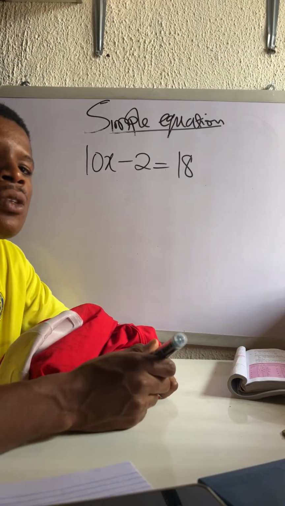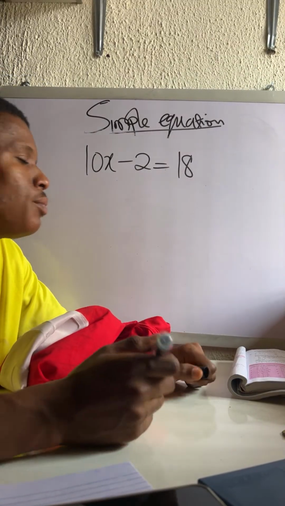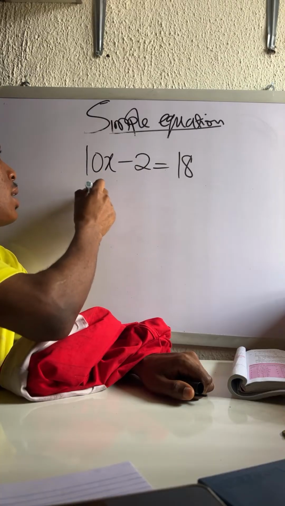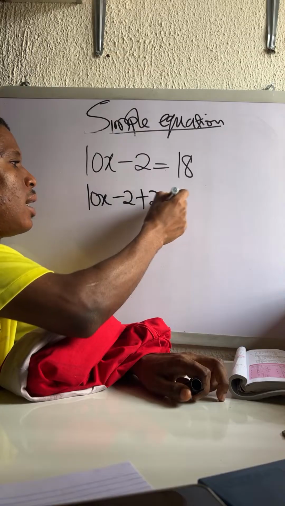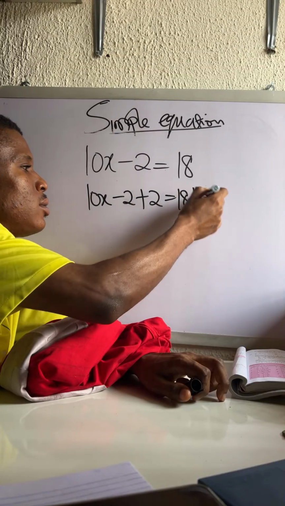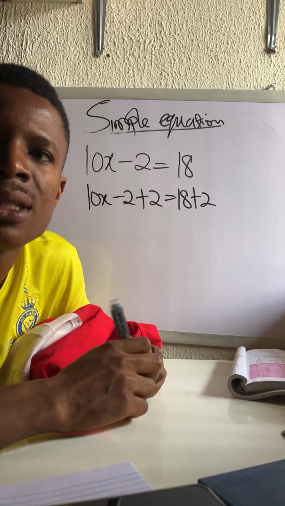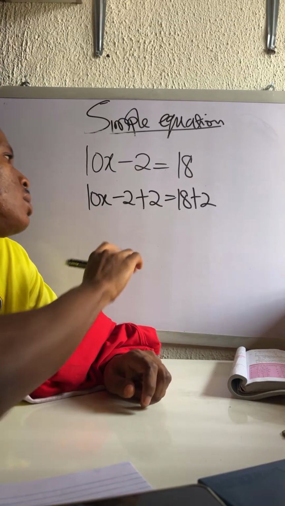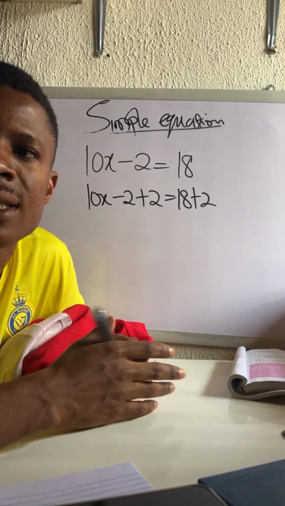So what do you do when you are trying to solve this problem? It is very easy. You have 10x minus 2 equals 18, and you add 2 to both sides. The reason we are adding 2 to both sides is to get rid of the constant 2. It helps us to collect like terms.